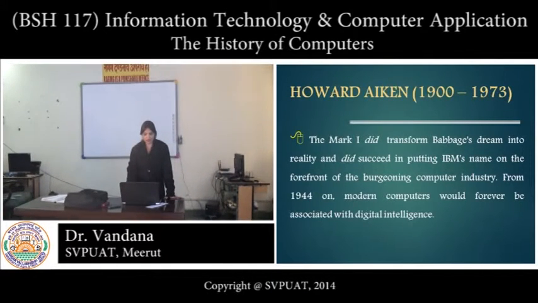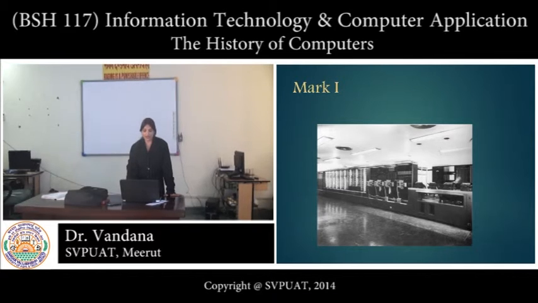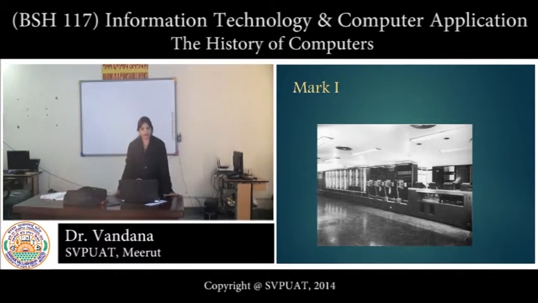The first computer which could implement the idea of Charles Babbage was Mark I, developed by Howard Aiken. Mark I did transform Babbage's dream into reality, and he succeeded in putting the name of IBM in front of the computer industry. From Mark I onward, the modern computer would forever be associated with digital intelligence.